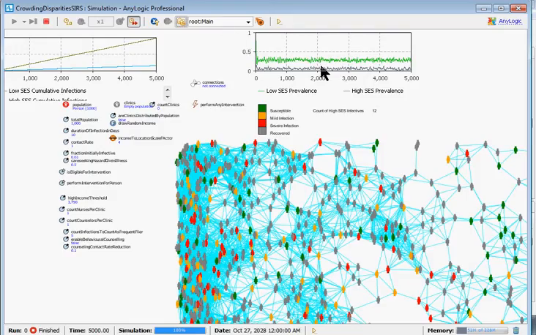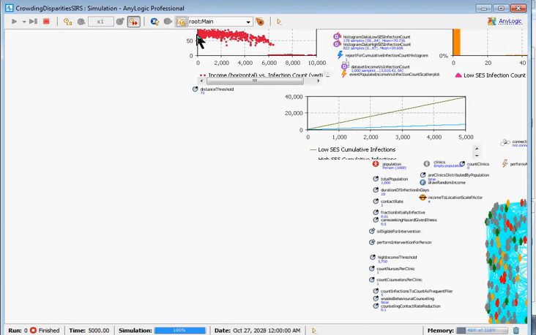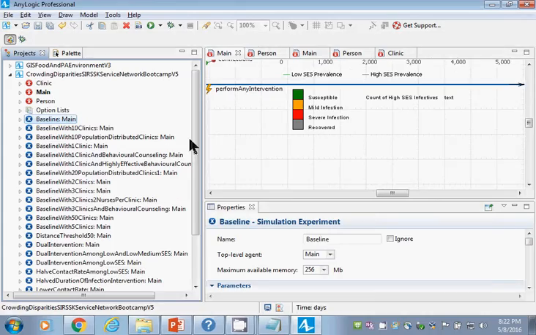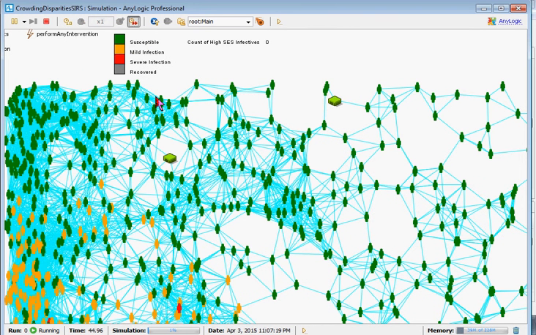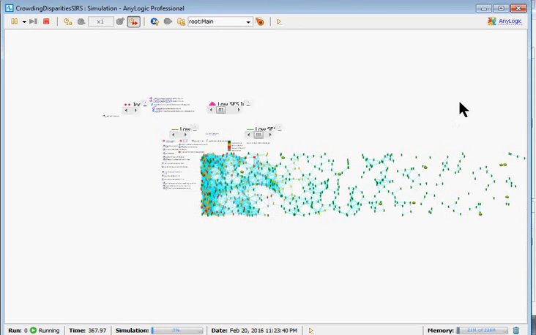Let's go see how this curve changes for other scenarios. So, ladies and gentlemen, I'd like to run another scenario. Let's run this one, baseline with 10 clinics, okay? Now, these clinics are spread throughout the population, and many of them are actually way over here in high-income areas. But let's go see them throughout the model.